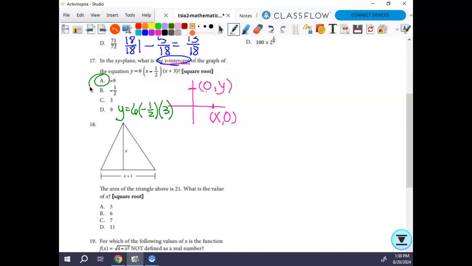What questions do you have? Now, could I multiply it all out and graph it? Sure, but you don't need to do any of that stuff. Everybody okay with that? Let me ask you another question about 17.